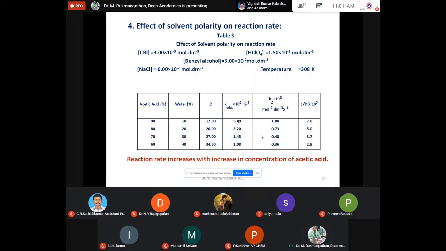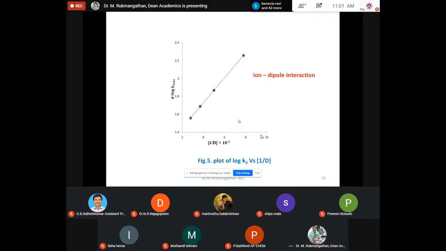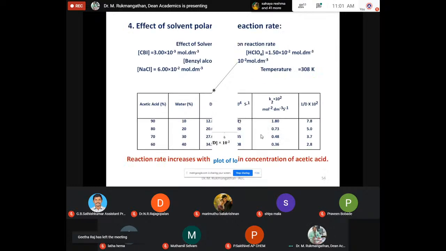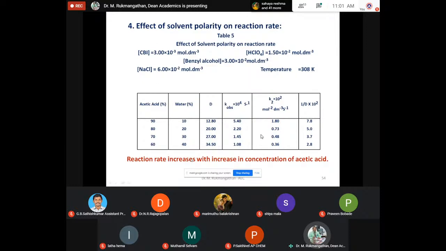That is again confirmed by plotting a graph. On the x-axis, we have the inverse of the dielectric constant. On the y-axis, we have log K2 observed. How can K2 observed be calculated? When the K observed rate constant values are divided by the substrate concentration, we end up with K2 observed. Here, the graph is a straight line. So this table shows that when the concentration of acetic acid increases, the rate constant value also increases.